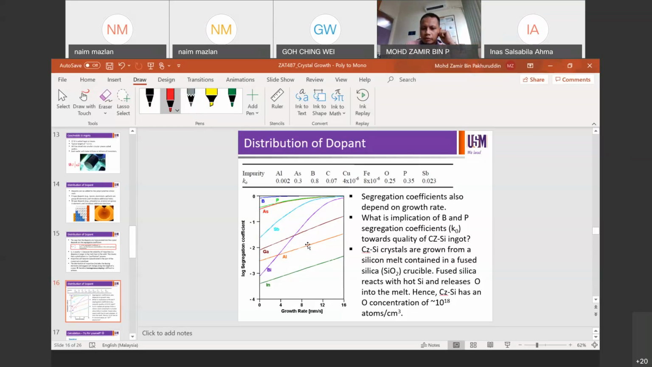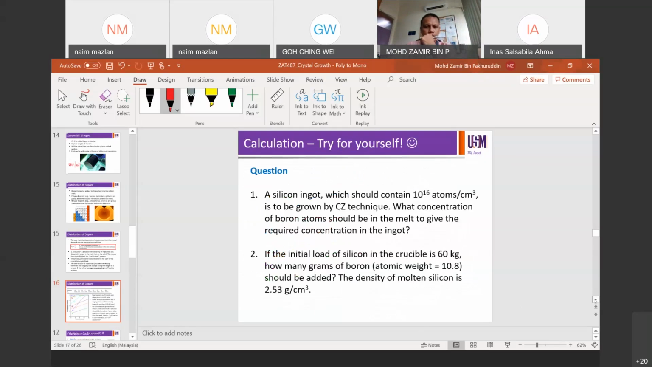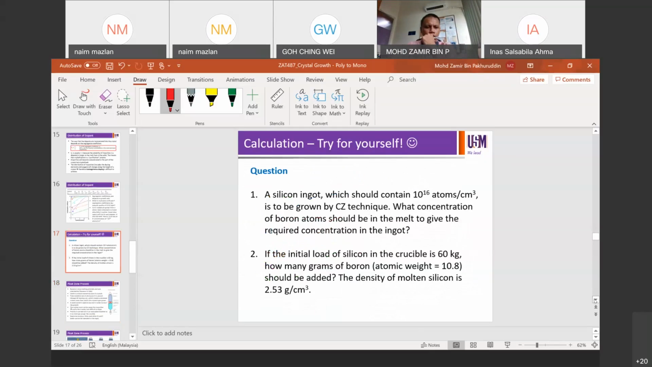All right. Crystal silicon ingot is grown from silicon melt in a silica crucible. A bit of the silica from the chamber itself reacts with the hot silicon. This is how oxygen ends up in the silicon melt, to produce 10 to the 18 atoms per cm cubed. Okay, try to calculate this for yourself. We'll probably discuss it today.